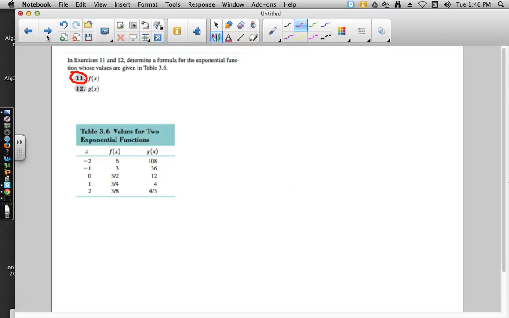Number 11. In exercises 11 and 12, determine a formula for the exponential function whose values are given in table 3.6. Remember, this is y equals a times b to the x. And how we find a is that it is always the initial value and it's always the y-intercept. That's going to be this value right here. So for f of x in number 11, we have an a value of 3/2.